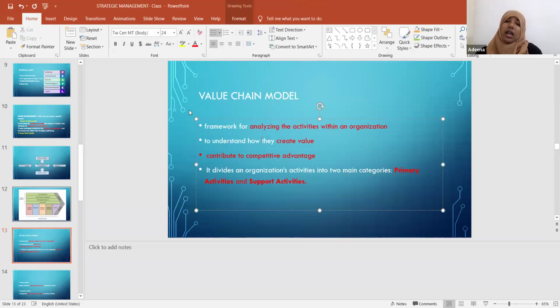So the value chain model is used for analyzing the activities within the organization. It is used to create value and contribute to competitive advantage. The value chain model has primary activities as well as support or secondary activities. Now let's see this in detail.